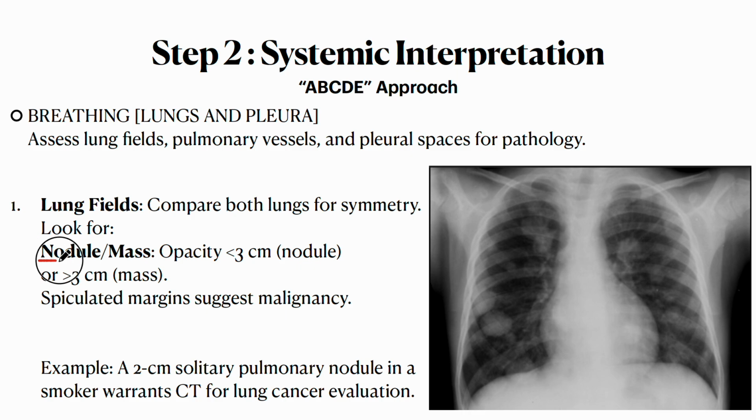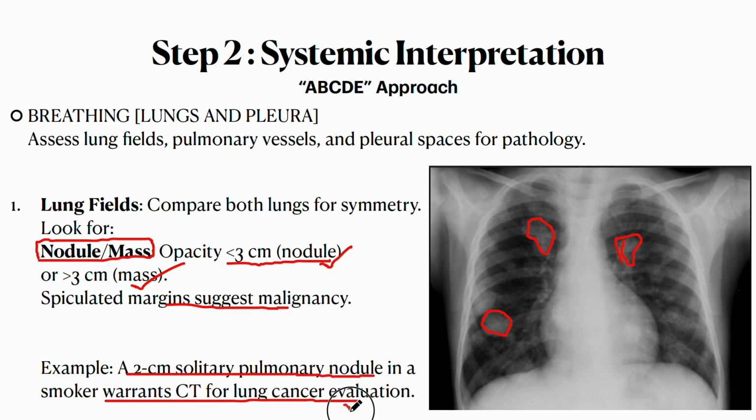And the other thing is nodules and masses. We have to assess that too. If the opacity is less than 3 centimeters, that is a nodule. But if it is greater than 3 centimeters, that is a mass. We have to remember that, right? So here you can see the nodules, right? It has a demarcation, and if the demarcation line is spiculated, we have to suspect malignancy. But if it is clearly demarcated, this is a case of benign tumor or the like, right? So spiculated margins suggest malignancy. A 2 centimeter solitary pulmonary nodule in a smoker warrants CT for lung cancer evaluation. Okay. That is how we assess our nodules or masses, right?